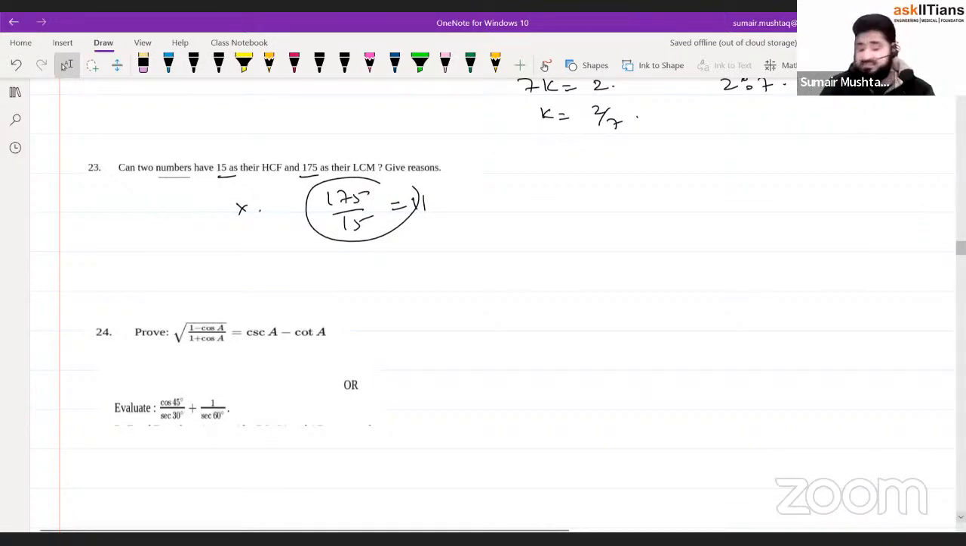So you can write the reason. The reason is a must because it is asked for. What will you write as the reason? Since the LCM of two numbers, that is 175, is not divisible by their HCF, that means the two numbers cannot have their HCF as 15 and LCM as 175. Should I write it here or not? Yes, HCF is not a factor.